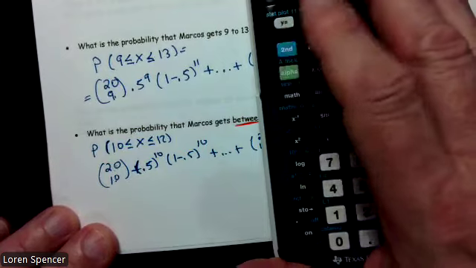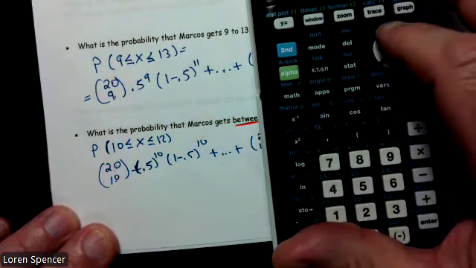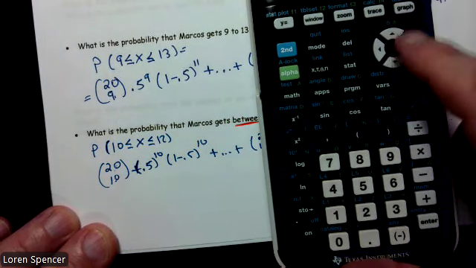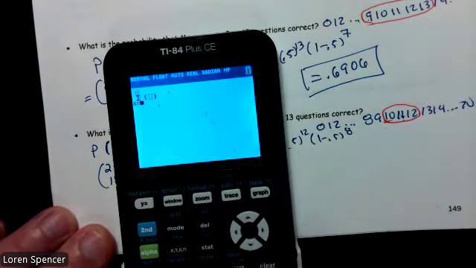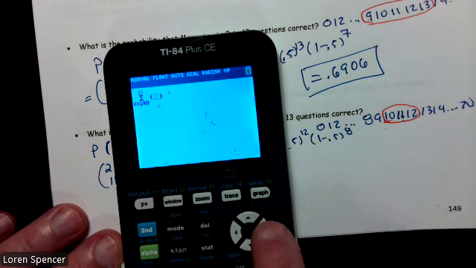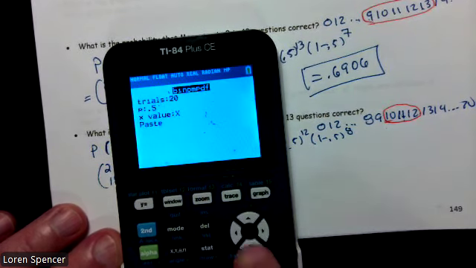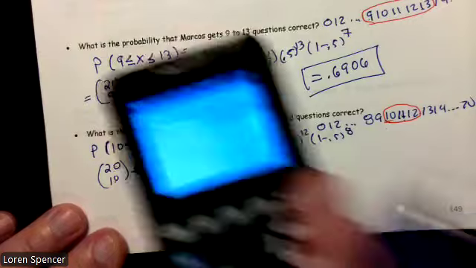So here we go. Math, drop down to summation. X, and my lowest value circled was a 10. Highest value circled was a 12. And second vars, binomial PDF. And we end up getting 0.4565.